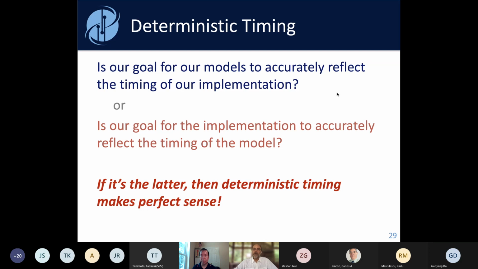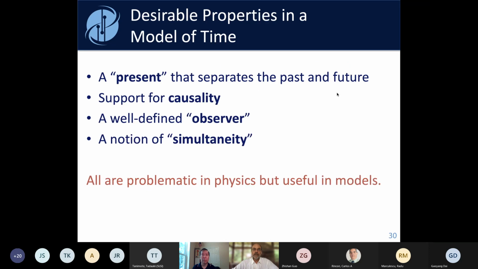Given a model with deterministic timing, your goal is to make the physical system match that timing. That's quite a different problem from, given some physical system, try to figure out what its timing is. So what are the desirable properties that we want in some model of time? Well, let's just look at a few of those.